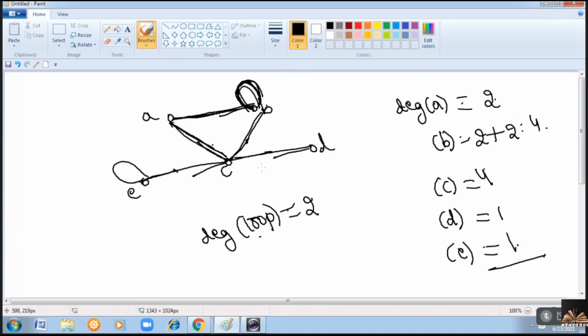Next to that, if you have one more loop here, then you'll have 3. So what is the value? 3 plus 8, 8, 10, 14. 14 is the total degree of the vertices. Why I have calculated this sum, I'll tell you.